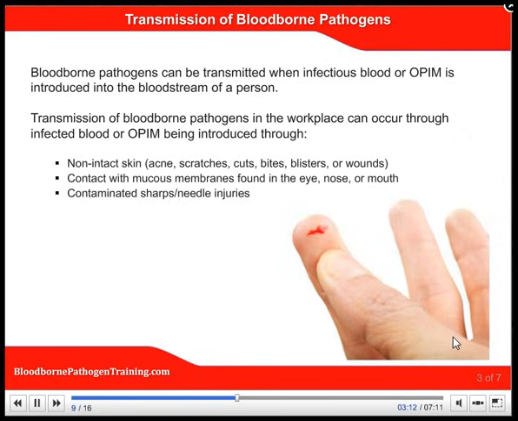Transmission of bloodborne pathogens. Bloodborne pathogens can be transmitted when infectious blood or other potentially infectious material is introduced into the bloodstream of a person. Transmission in the workplace can occur through infected blood or other potentially infectious materials being introduced through non-intact skin, acne, scratches, cuts, bites, blisters, or wounds, contact with mucous membranes found in the eye, nose, or mouth, contaminated sharps or needle injuries.